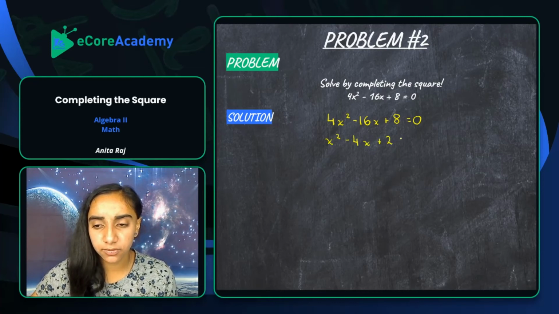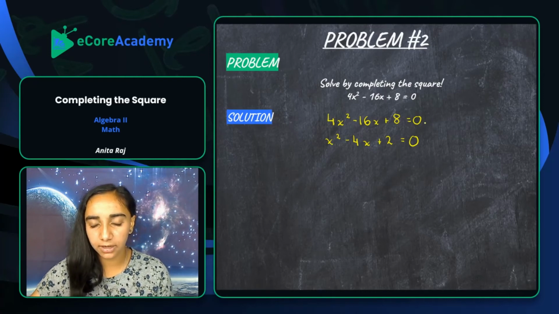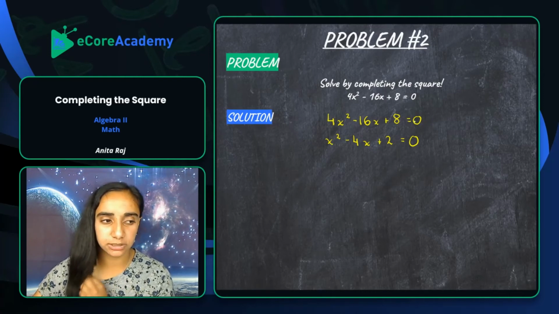And whatever we do to the left-hand side of the equation, we need to do to the right-hand side. Luckily, 0 divided by any number is equal to 0. So 0 divided by 4 is just equal to 0. And this second quadratic equation that we have is equal to the first one because we divided everything by the same term. So they're both equal to each other.